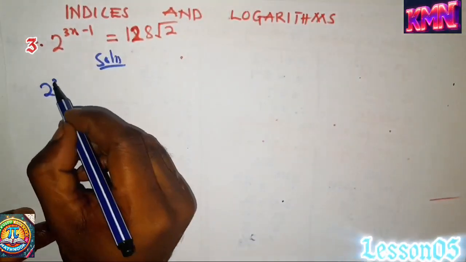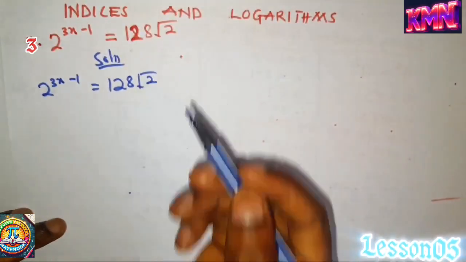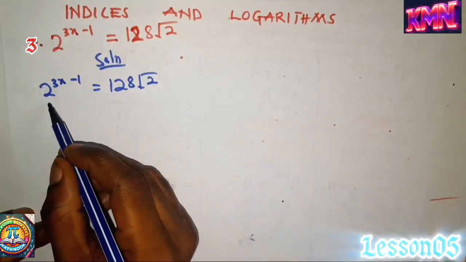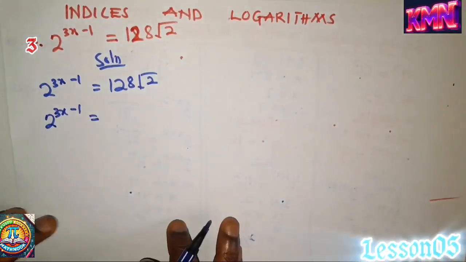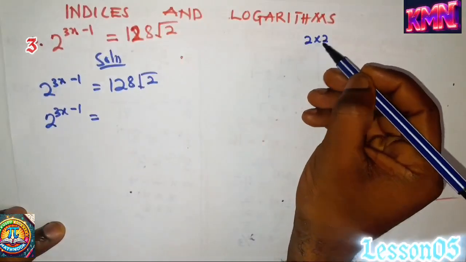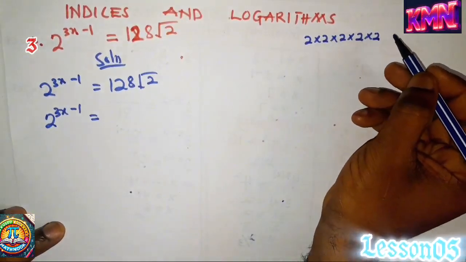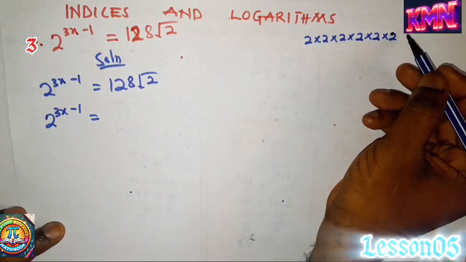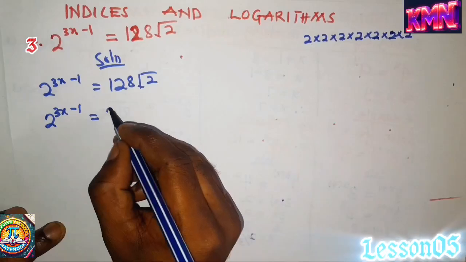Example 3: 2 exponent 3x minus 1 equals 128 root 2. So in this particular situation, we need to change the 128 to base 2. So 128, how many times should we multiply 2 to get 128? So that will be 2 times 2, that's 4. 4 times 2, 8. 8 times 2, 16. 16 times 2, 32. 32 times 2, 64. 64 times 2, 128. That is 1, 2, 3, 4, 5, 6, 7. That will be 2 exponent 7.